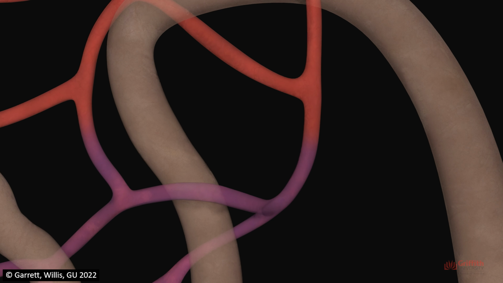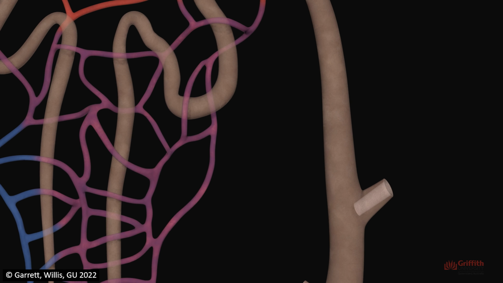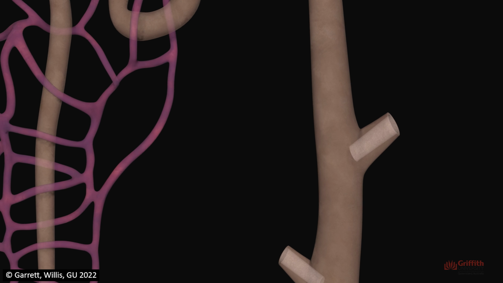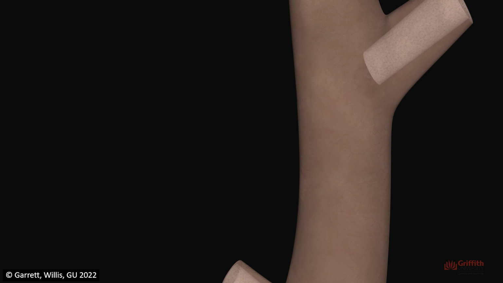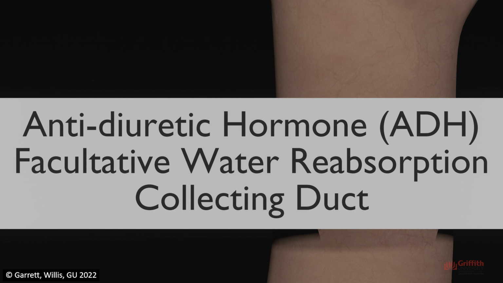Depending on the hydration state of the body, the nephron can produce a large volume of dilute urine or a small volume of concentrated urine. This process occurs due to two factors. The first is that the interstitial fluid of the renal medulla increases in osmolarity from isotonic near the cortex to hypertonic near the apex of the renal pyramid.